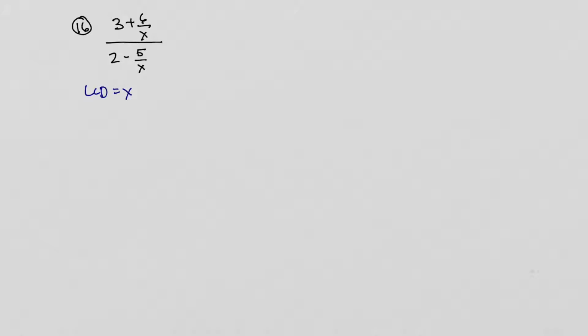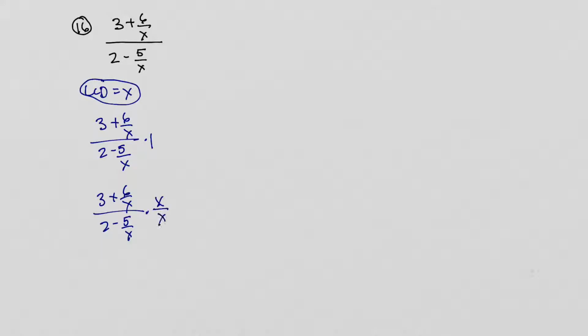And now I'm going to do this one step by step here. So what we're going to do is take the original and multiply this by 1. But the 1 that we're going to choose is going to be the LCD over the LCD. So instead of writing 1, I'm going to write x over x. So rewriting this now, it will look like this: 3 plus 6 over x, over 2 minus 5 over x, times 1, but I'll write it as x over x.